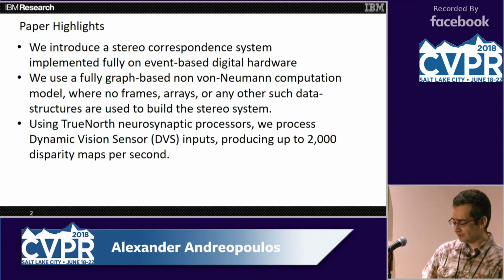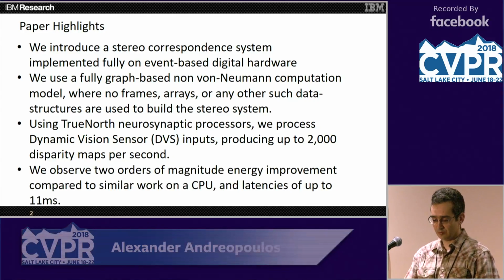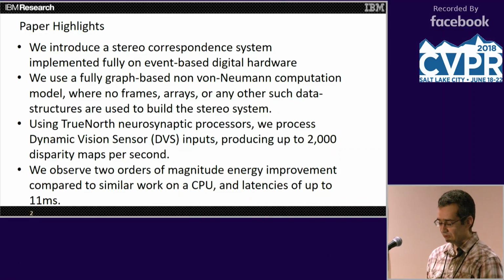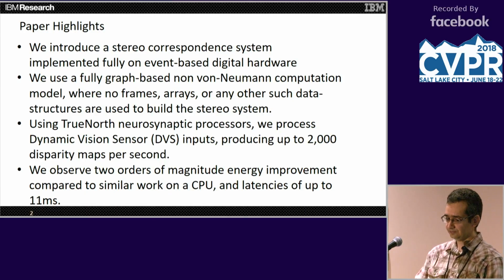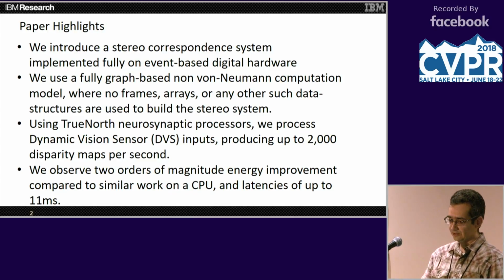Also, in terms of energy consumption, we demonstrate 2 orders of magnitude improvement compared to similar work implemented on a low-power CPU architecture. We also observe up to 11 milliseconds latency. In the next slide, I give an example of the types of outputs that can be produced by a pair of dynamic vision sensors.